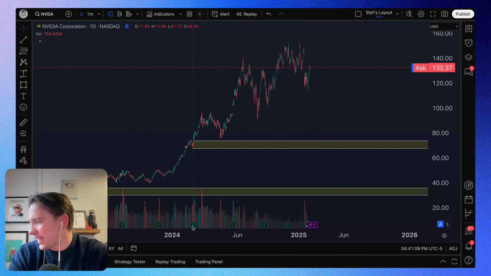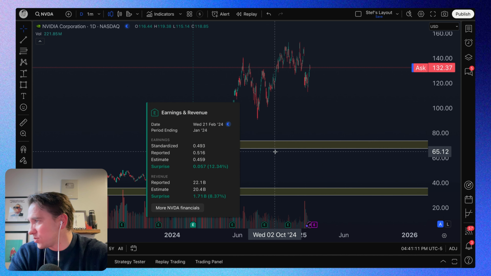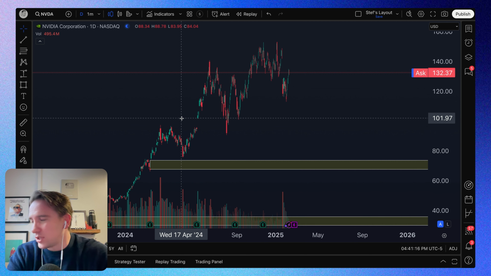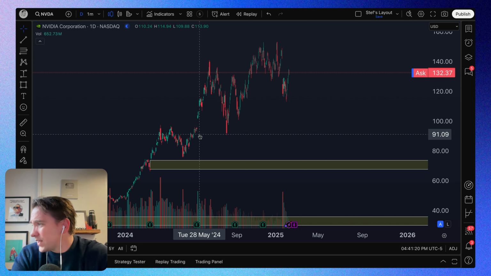Or even here, back in the same time, actually, looks like February 2024, another gap. So the gaps are also these signs of where to look and what happened. And that's what sparked this move.